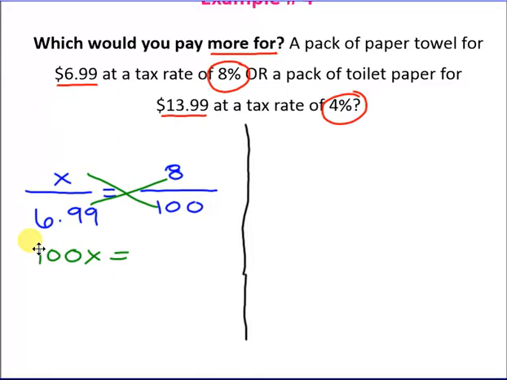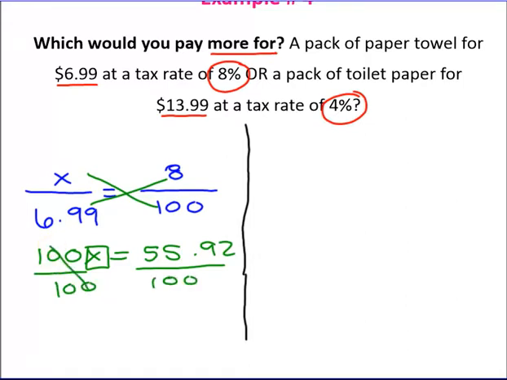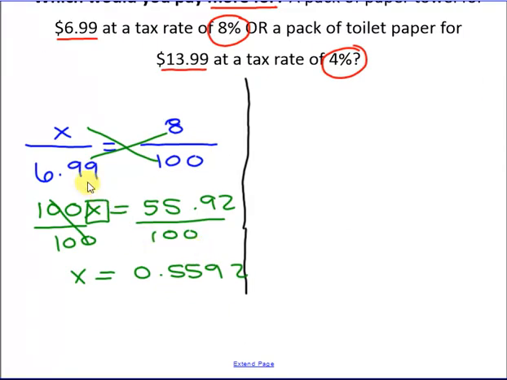$6.99 times 8 is going to be 55.92. Box the variable, divide both sides by 100. That's going to cancel. And so in this case, our tax is 0.5592. I need to add it back to the original number.